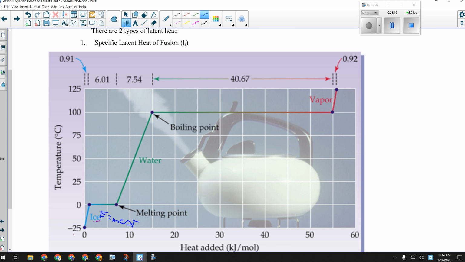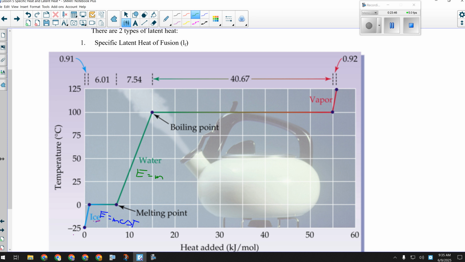So I could go E equals mc delta T and calculate how much energy is required here. I could do the same thing here when water is in its liquid form. I would be changing the temperature from 0 to 100, so I would know the temperature change. And I would know the mass of the water. Would it be the same as the mass of the ice? If I started with 1 kilogram of ice, would I have 1 kilogram of water?